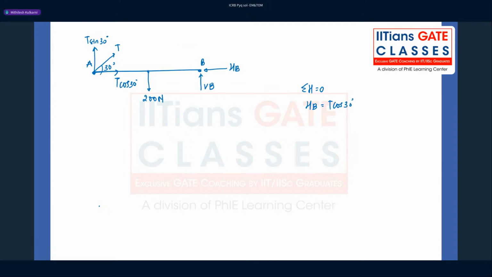We don't know the value of T. In order to calculate the value of T, we have to take moment at a certain point. Let's say the point B here. If we take the moment at point B and equate it to 0, the T cos 30 will not create any moment. However, the T sin 30 component of the tension will create a moment clockwise, and that is balanced by a 200 Newton force in a counterclockwise direction.